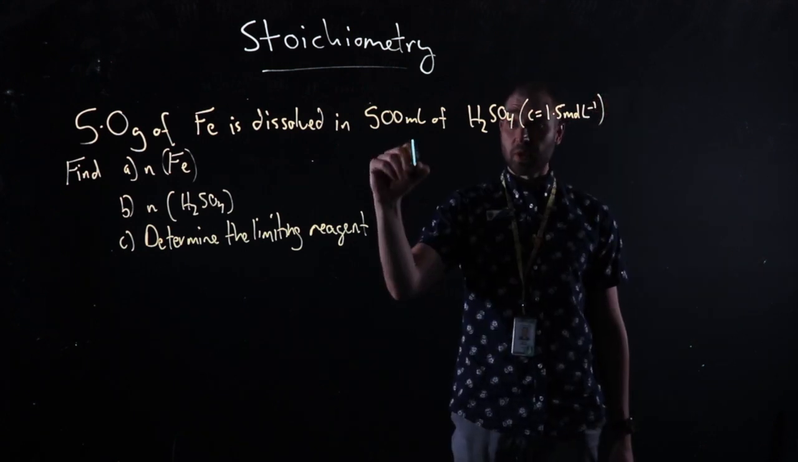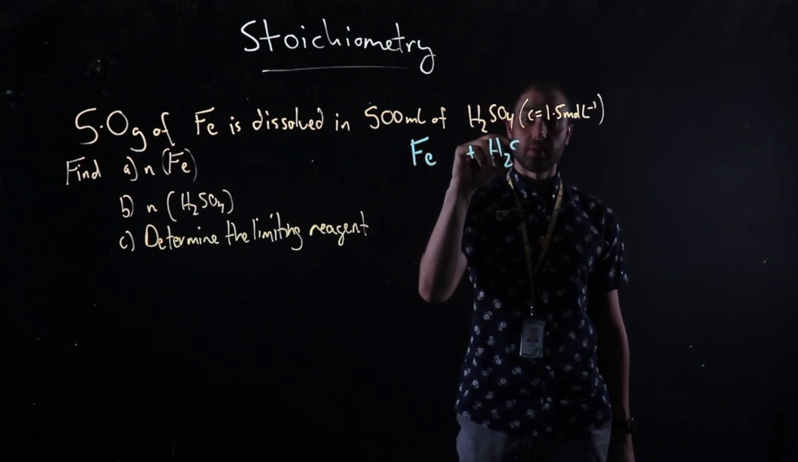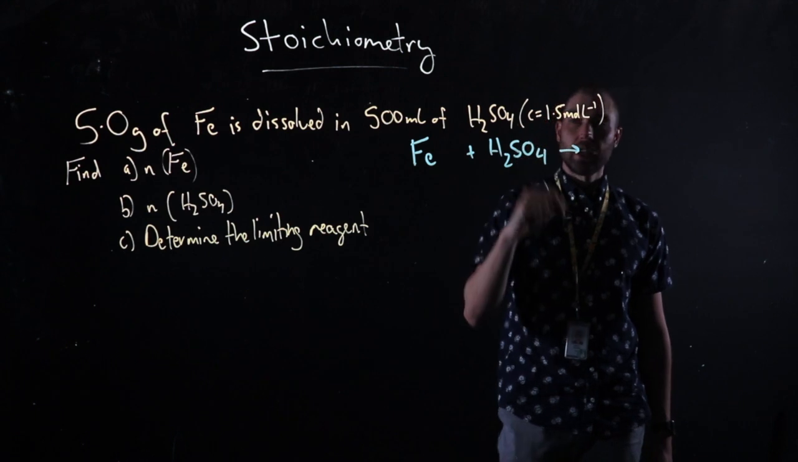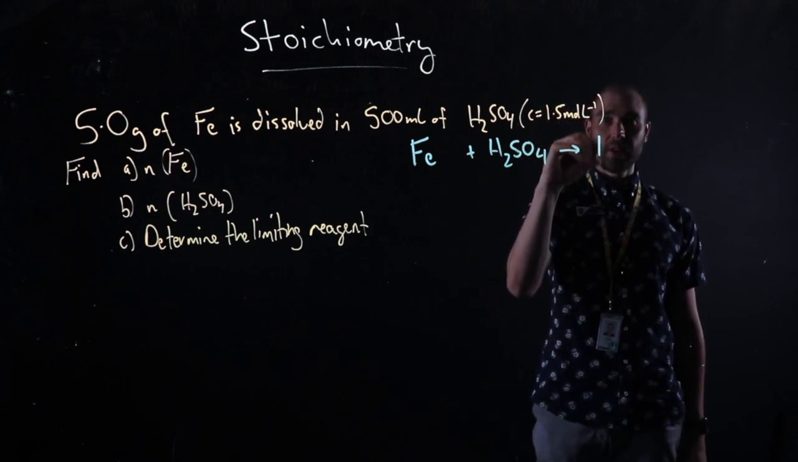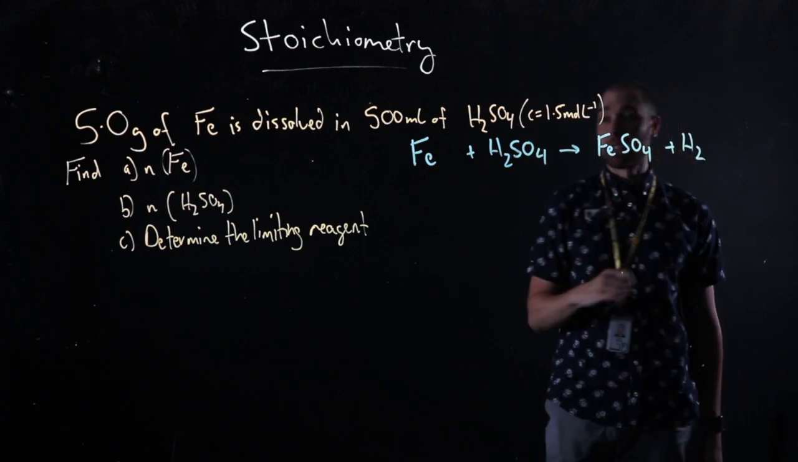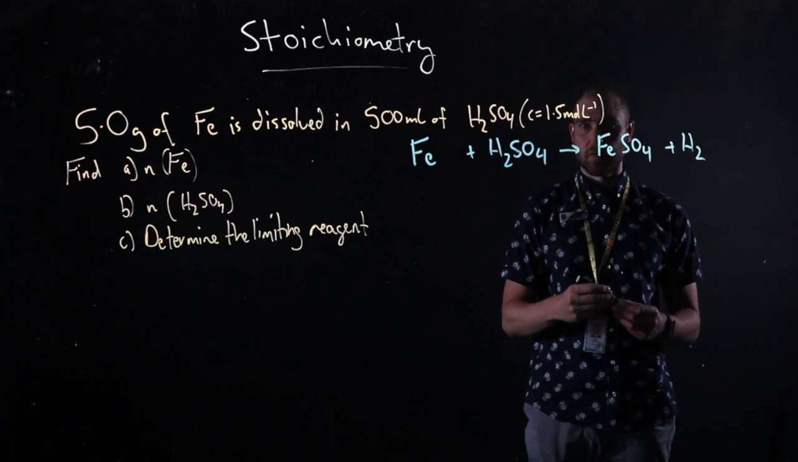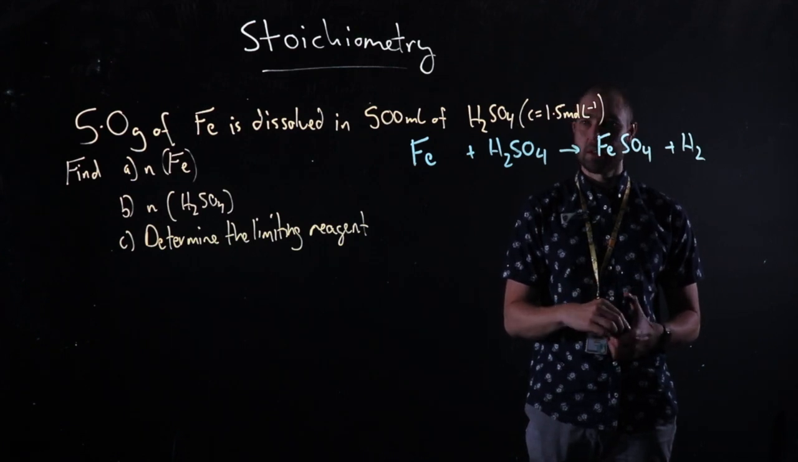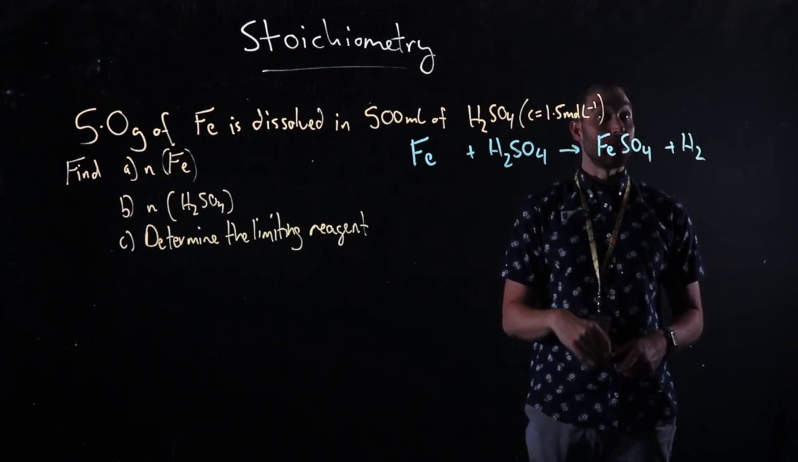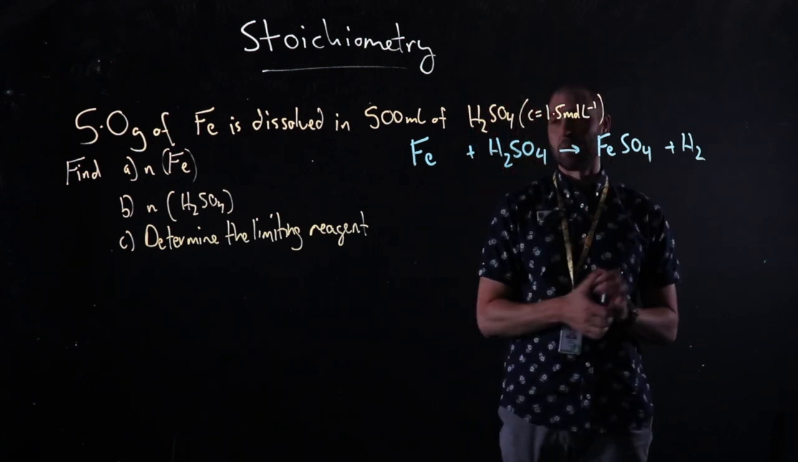The first thing we're going to do is write down our reaction. So iron plus sulfuric acid. Now we're going to assume we're making iron(II) sulfate, so that's FeSO4, and hydrogen gas. Let's have a look. I think we're okay in terms of balancing that. Yes, we are. Okay, so 1 iron, 2 hydrogens, 1 sulfate.